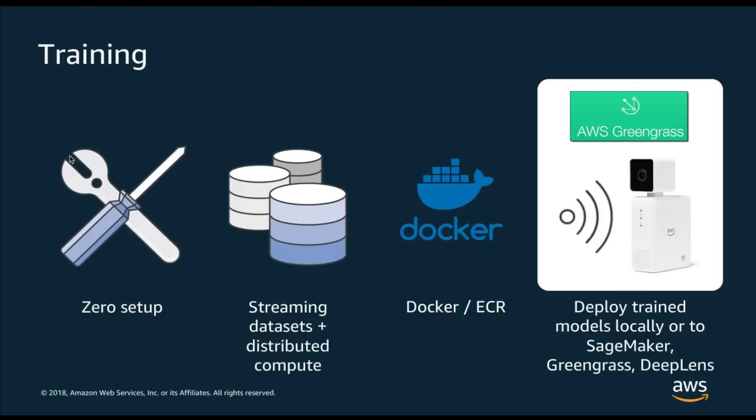And then finally, this goes to SageMaker's modularity. When you've trained your model in SageMaker, you can deploy that trained model either locally to a SageMaker endpoint or to a Greengrass or DeepLens device.